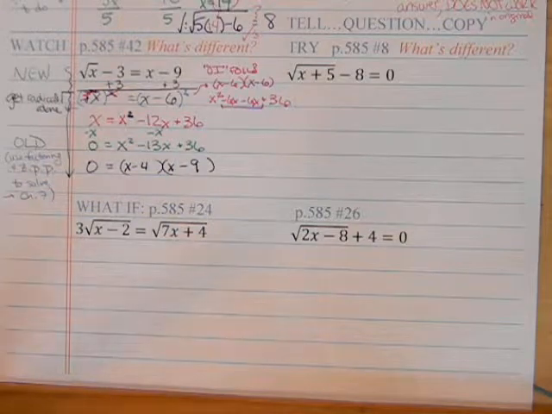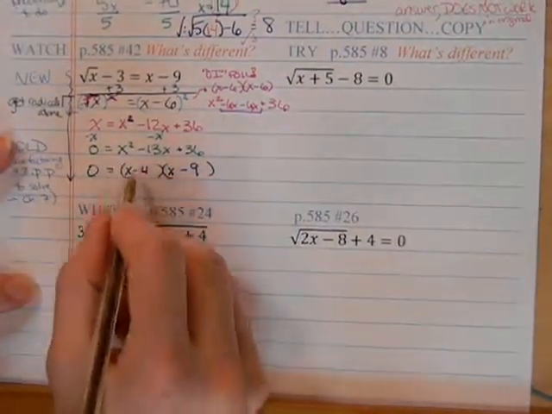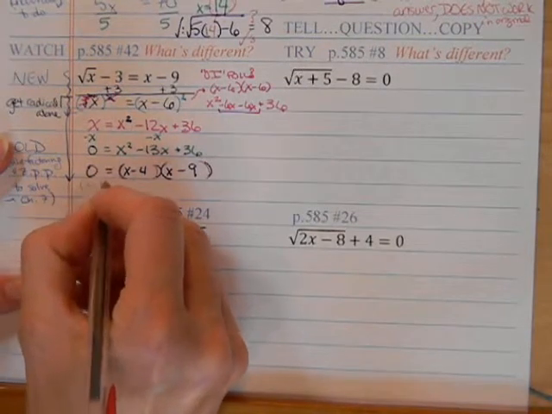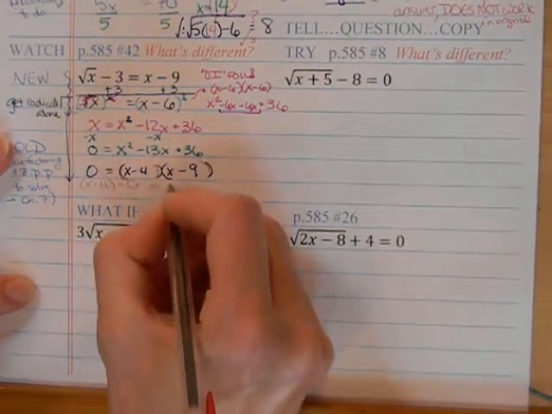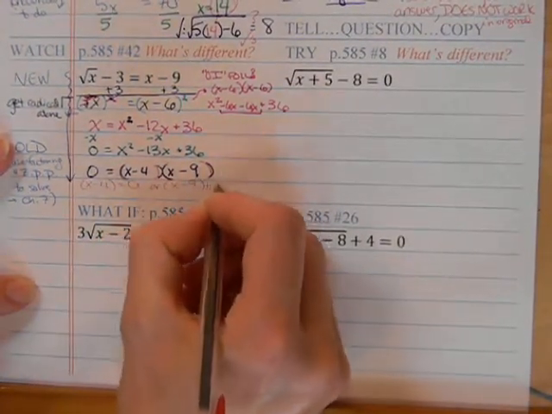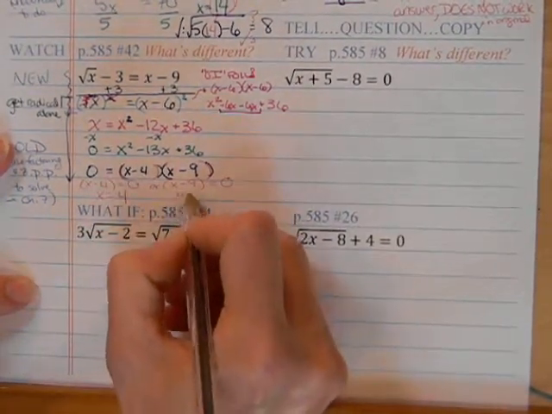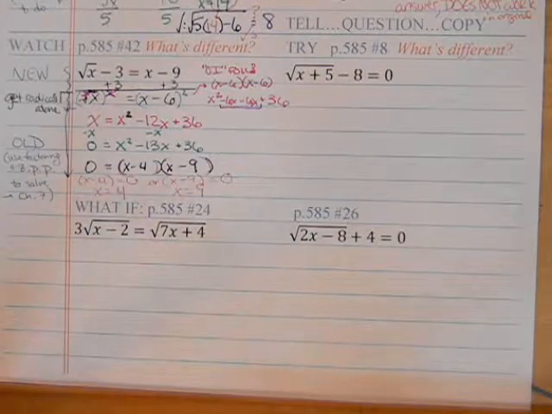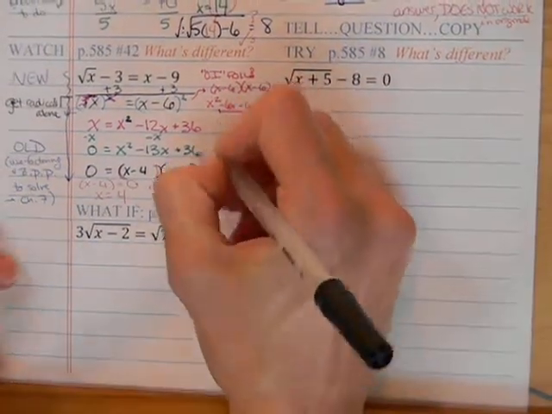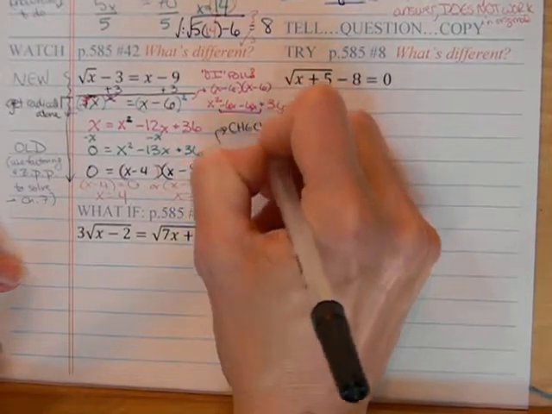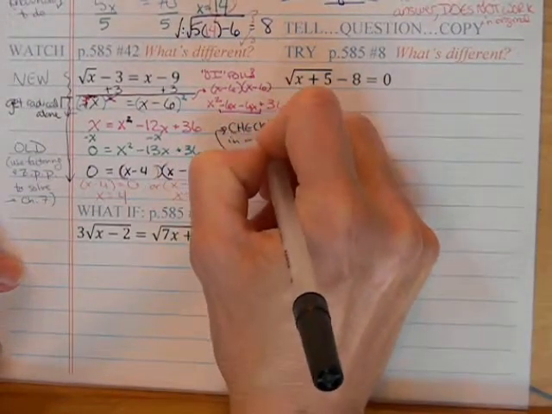And then you use the zero product property and say, okay, well, if I've got something times something equals 0, either that first something, x minus 4 equals 0, or that second something, x minus 9 equals 0. And you solve those and you get x equals positive 4, x equals 9. But we need to make sure we always check. So we're going to take those and we're going to check in the original equation.